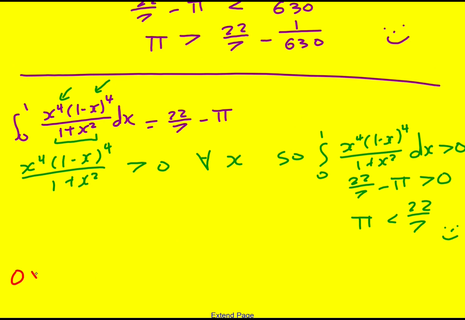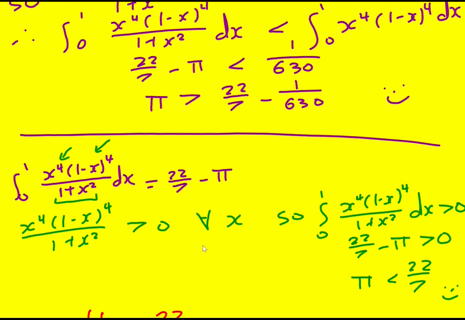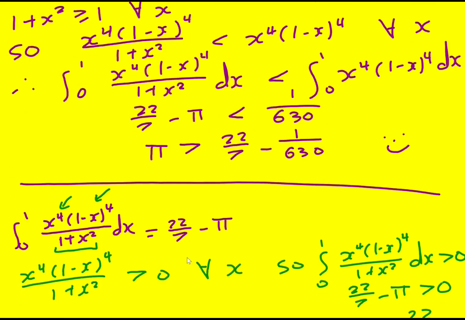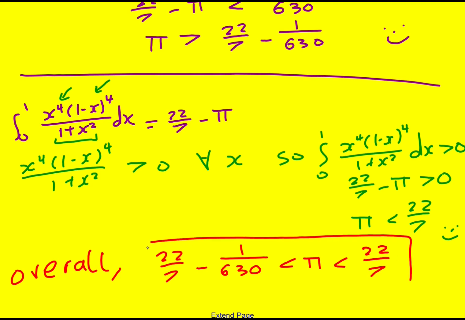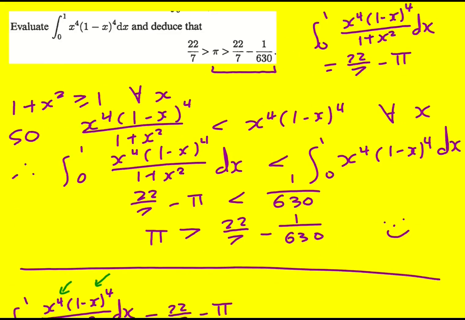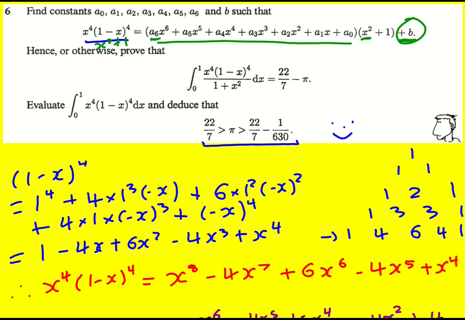So overall, 22 over 7 is going to be greater than... How is it written? Don't know why they're doing it that way around. Don't really like it like that. I'm going to write it my way around. So let's look at the lower limit on the left, upper limit on the right. Okay, amazing. Using A-level methods, we can find out some bounds for pi.